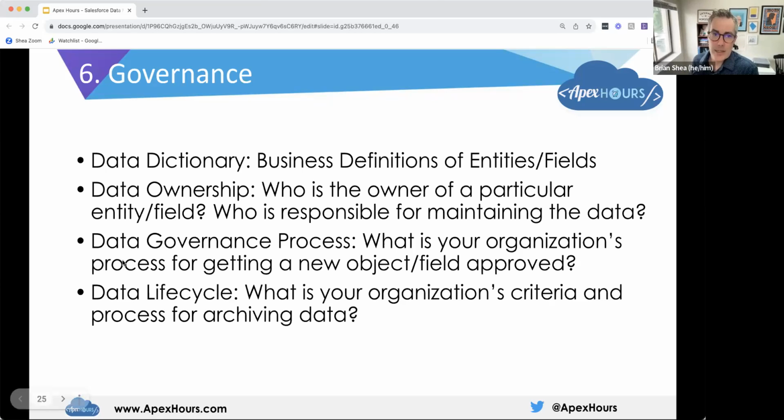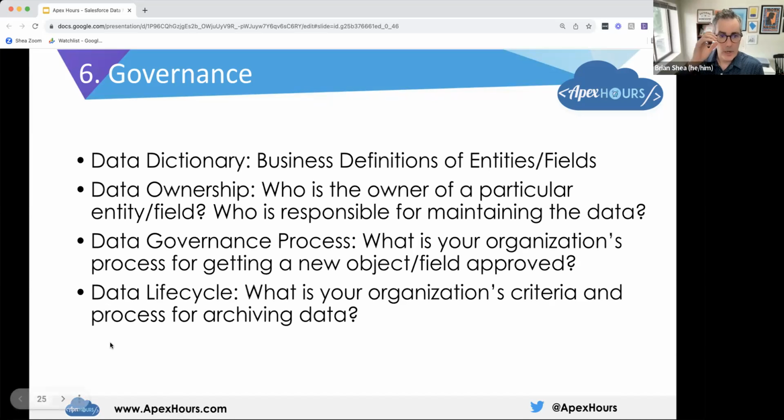And data governance process. I kind of alluded to this earlier, but what is your organization's process for getting new objects and fields approved and implemented in the system? Really important to have this, again, to avoid the situation where we've got the same field that's been built five different ways in Salesforce over the years because there was no process to govern how to assess new fields and new object model changes, and those requests were just implemented by someone and didn't go through a governance process.